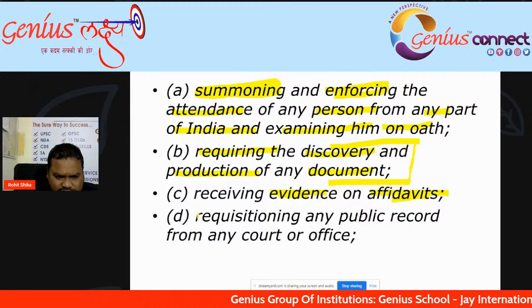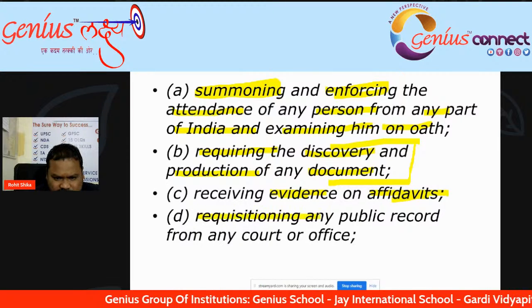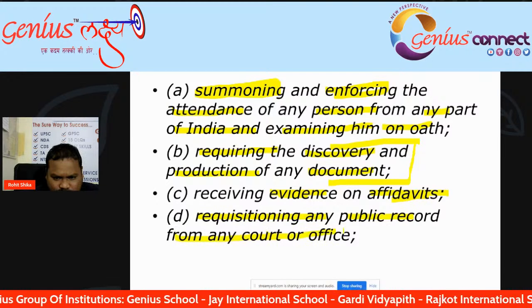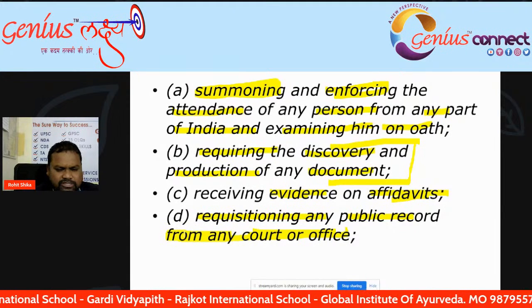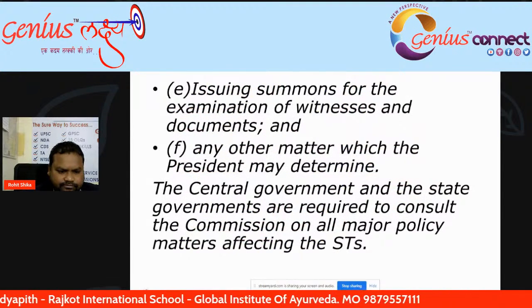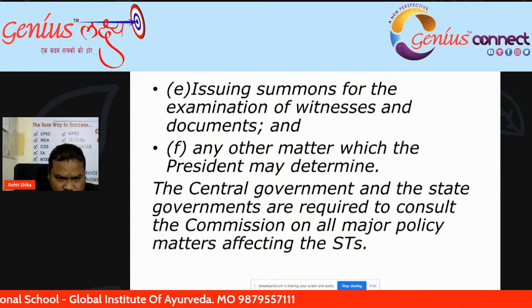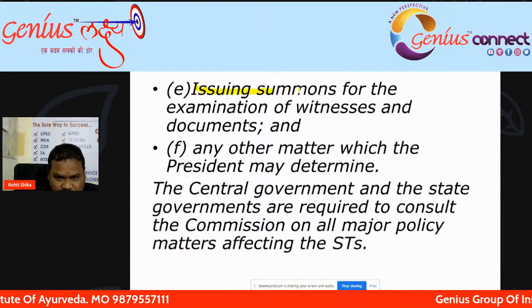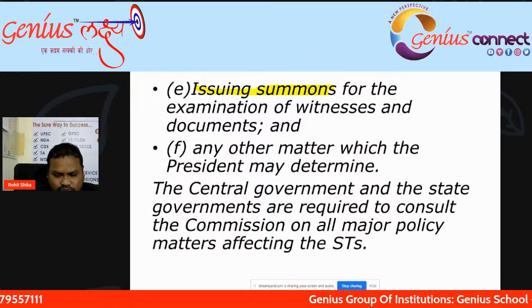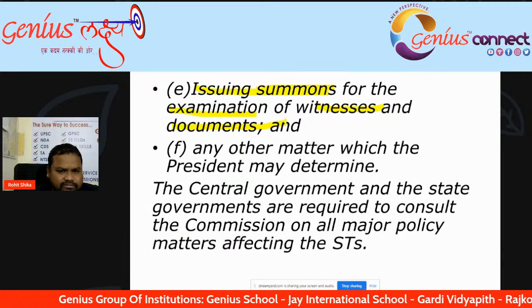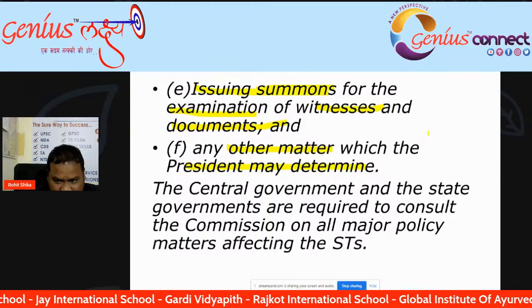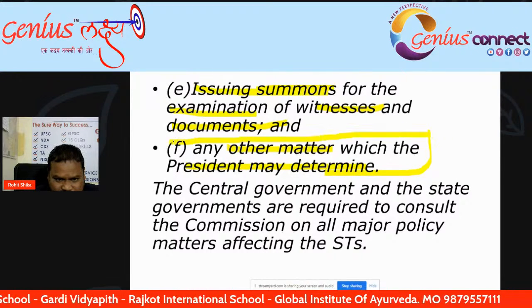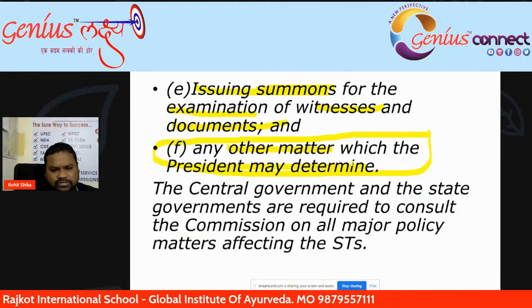The commission enjoys the power of requisitioning any public record from any court. If the commission wants any record from any court, then the commission will get it. Also, the commission enjoys the power of issuing summons, means calling someone to the court, for the examination of witnesses and documents. And lastly, any other matters which the president may determine. If the president determines something, that is also taken care of by the commission.